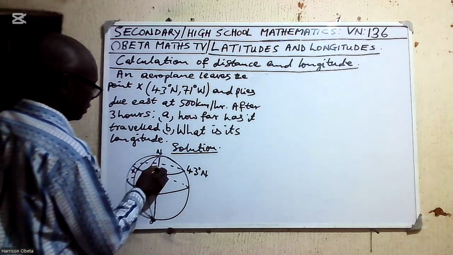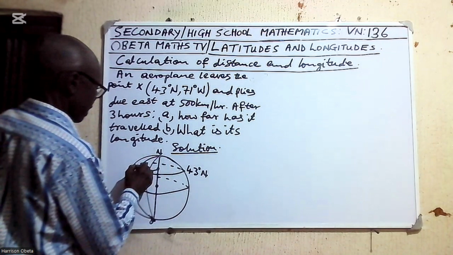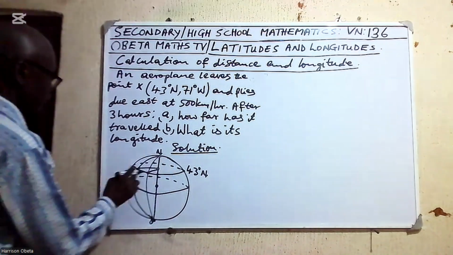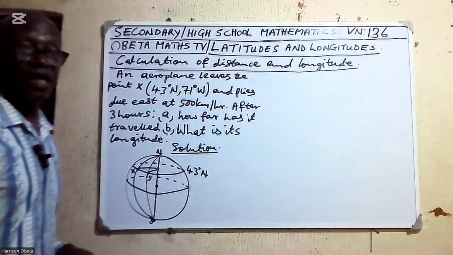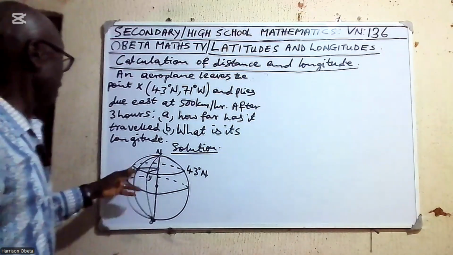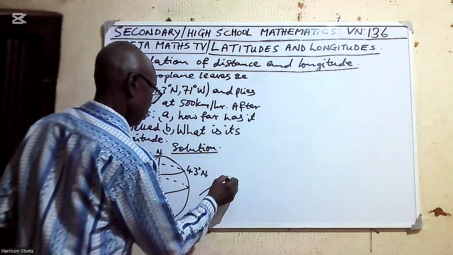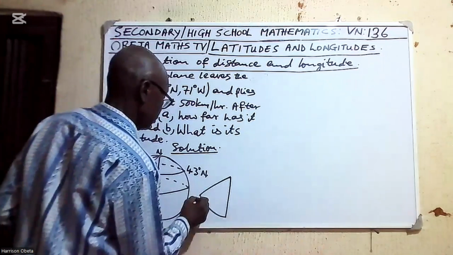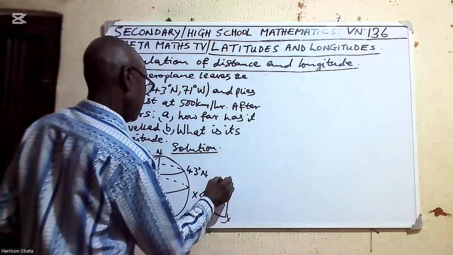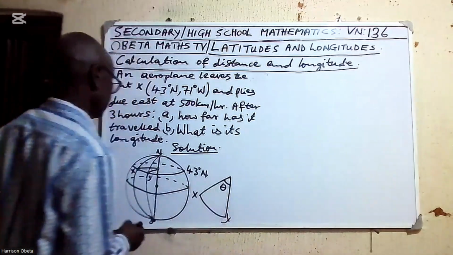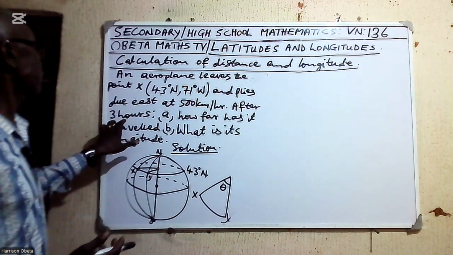And then our center should be from the small circle. So we have this and this. So let us take this to be Y. So the distance is along the parallel of latitude, XY. So if we bring it out, it will look like this. And this is our X, this is our Y. And then let's take this to be our theta. Okay. But we were told that the plane traveled for 3 hours.